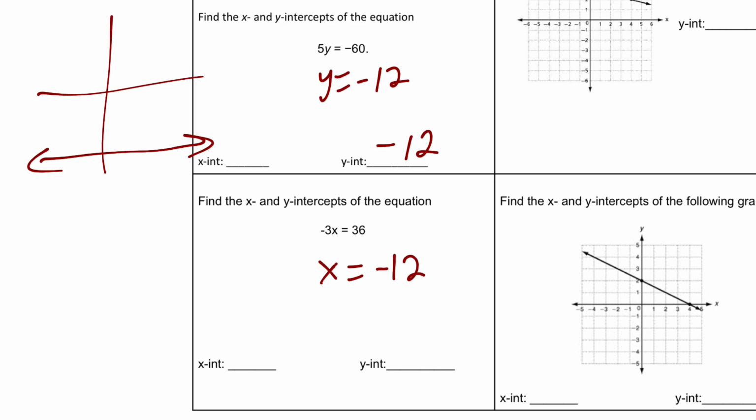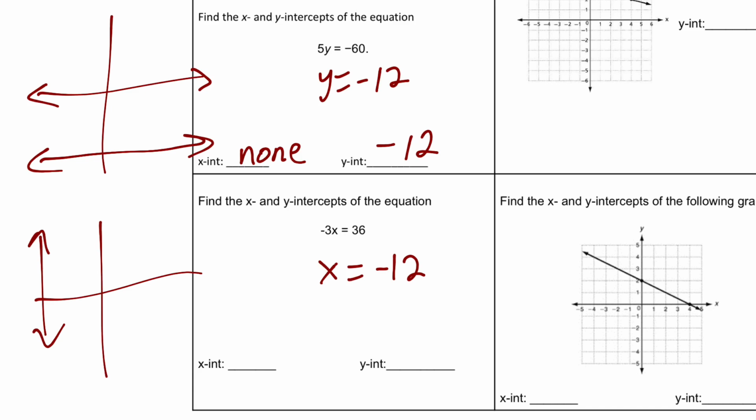Does it ever cross the x-axis? No, there's none. If I sketched out this one, my graph is over here. It's a vertical line. It crosses the x-axis here at negative 12, and there is no y-intercept.